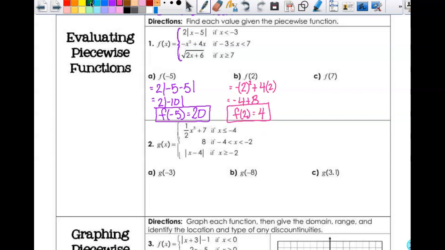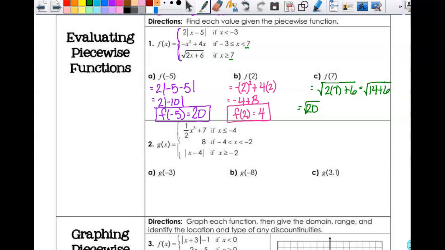Right. Then I look at f of 7. Okay, so there's a 7 here and a 7 here. I've got to decide which one it falls in. This does not include 7, but this does, so I substitute it into this part. That's equal to the square root of 2 times 7 plus 6. Okay, so that gives me the square root of 14 plus 6. So that is the square root of 20.